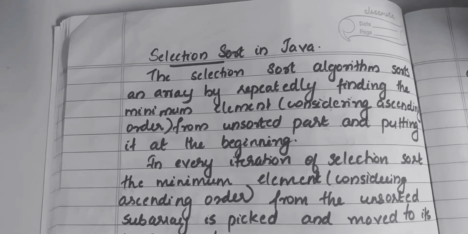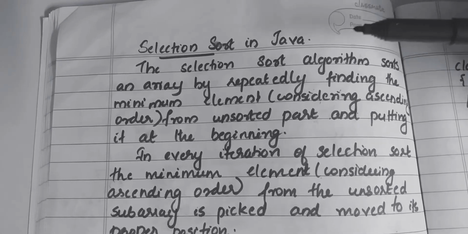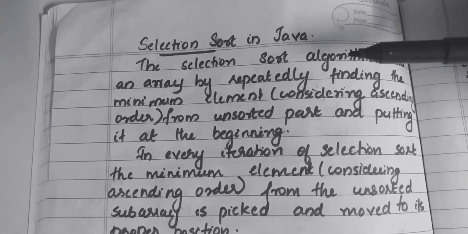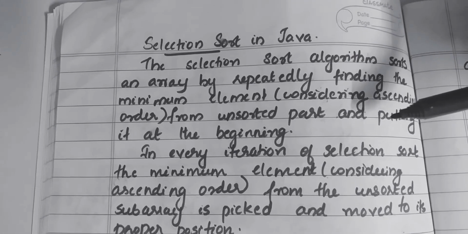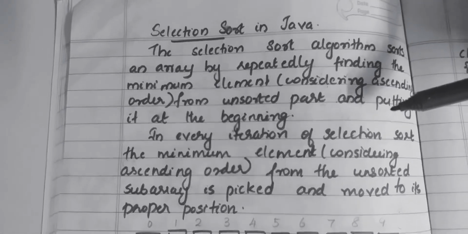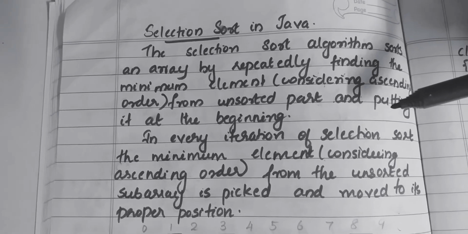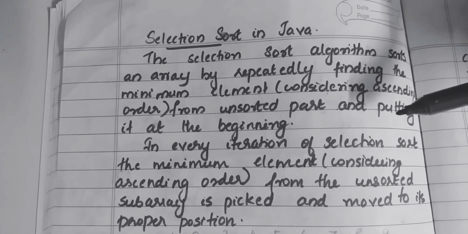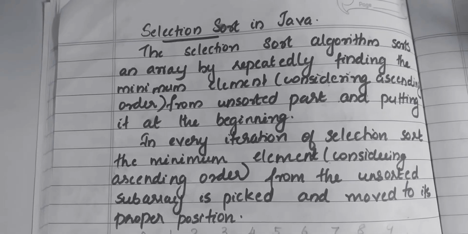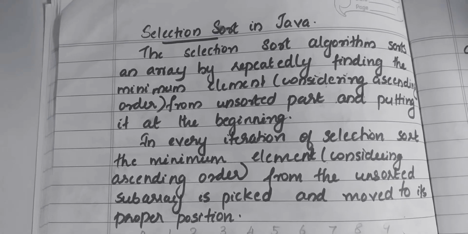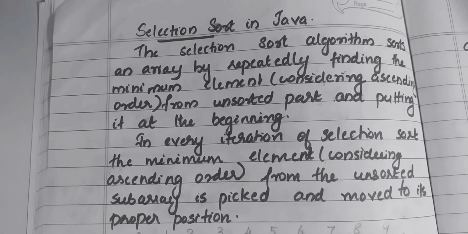Let's see it. The selection sort algorithm sorts an array by repeatedly finding the minimum element, considering ascending order, from the unsorted part and putting it at the beginning. In every iteration, the minimum element from the unsorted sub-array is picked and moved to its proper position. There is a set of elements in the array in unsorted format, and our purpose is to sort them in ascending order.